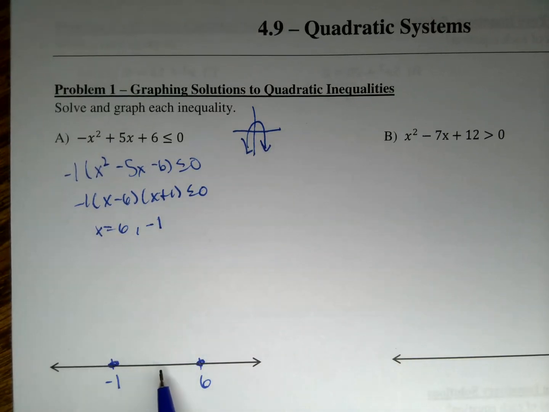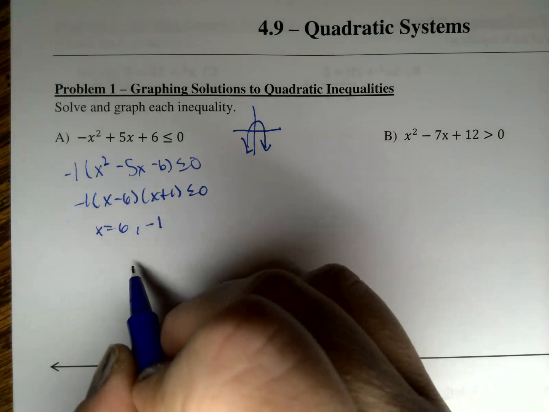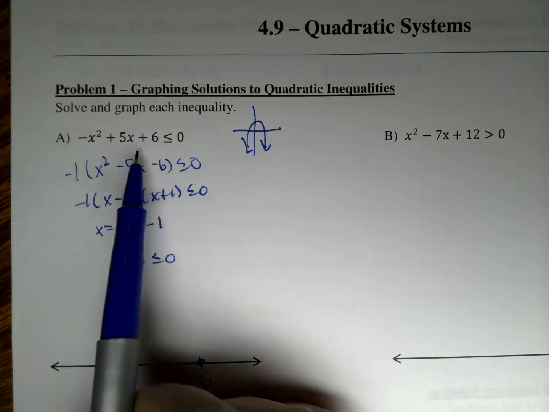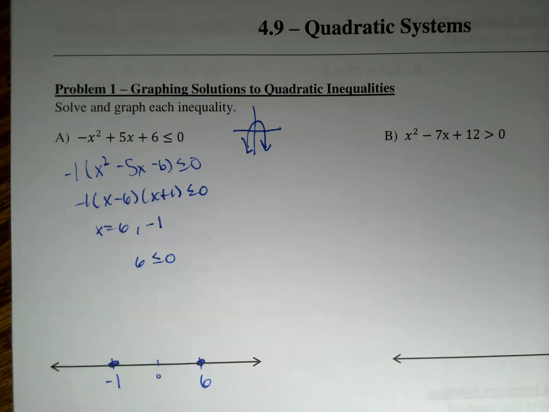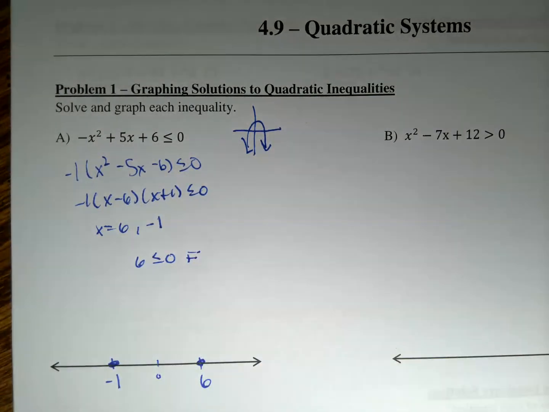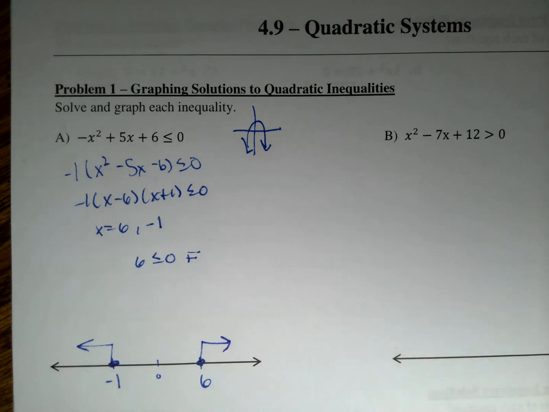So you have to test a point. The easiest point to test is always 0. 0 would be located right there. We want to see if that's a true or false statement. So I plug that into my equation, I would get this out. If I plug 0 into this x, if I simplify, I get this. Is 6 less than or equal to 0? No, that is false. So since that's false, that means I'm not going to shade in between, but I'm going to be shading out. So right there would be my answer.